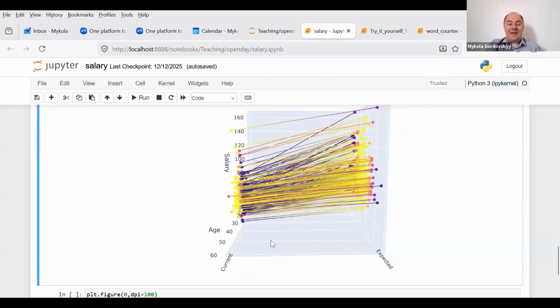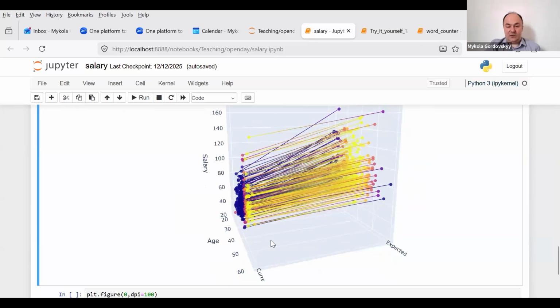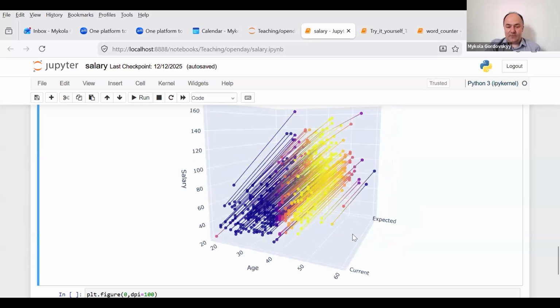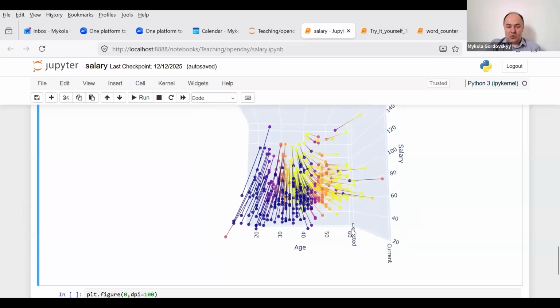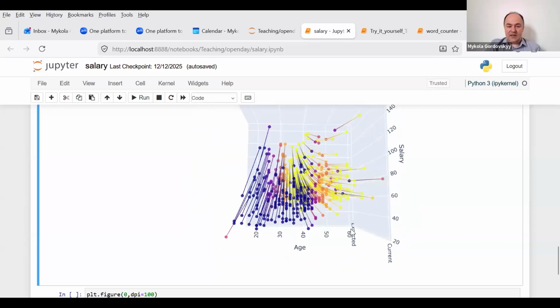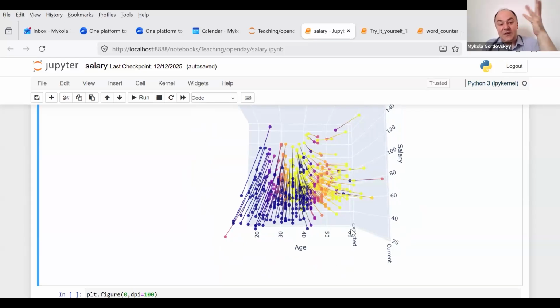However, we can look at the distribution of current salaries and expected salaries depending on age. And if we sort of turn this data cube this way, what we can see here is that the salary rise expectations depend very much on the age.